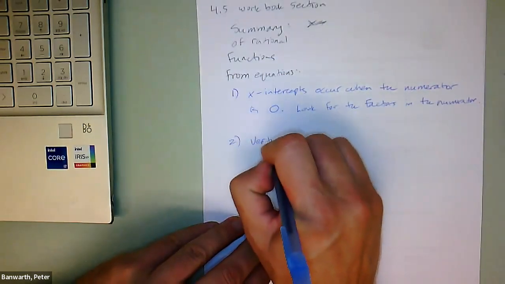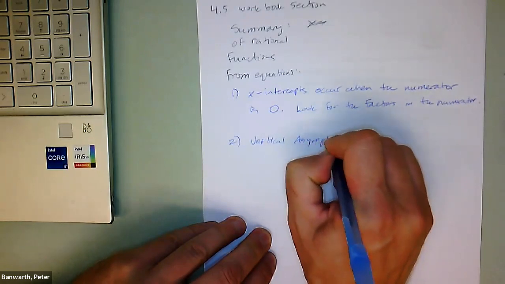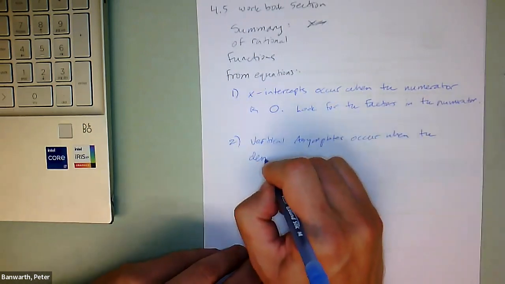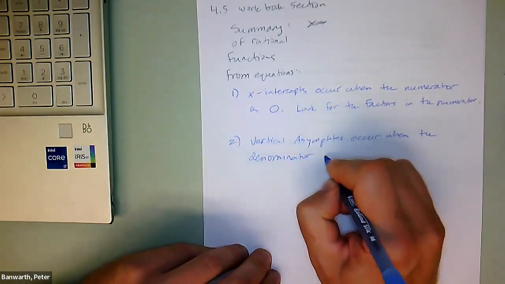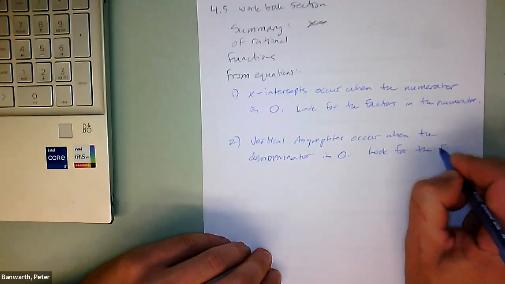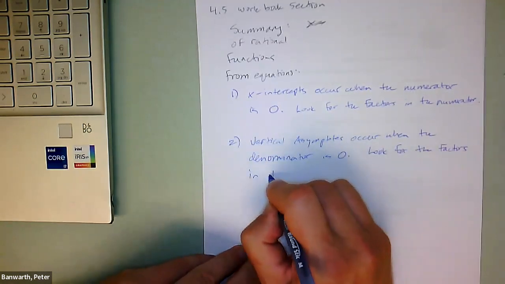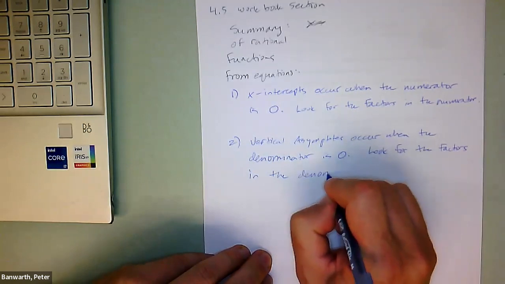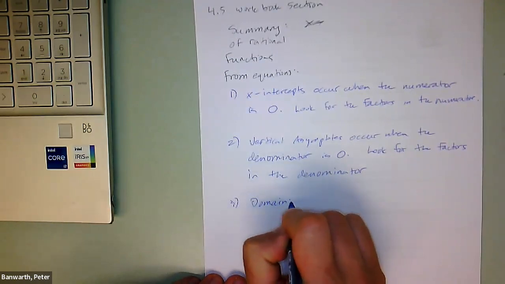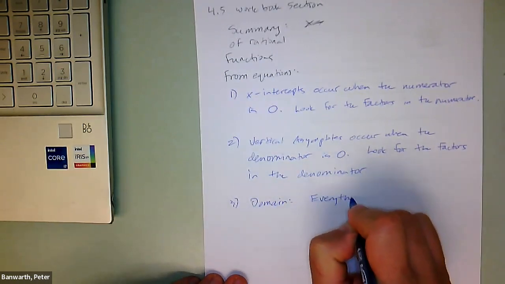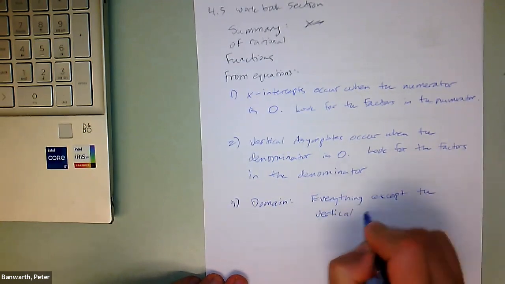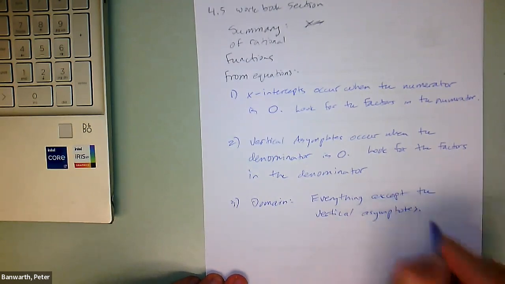2, vertical asymptotes occur when the denominator is 0. So look for the factors in the denominator. And the domain is everything except the vertical asymptotes.